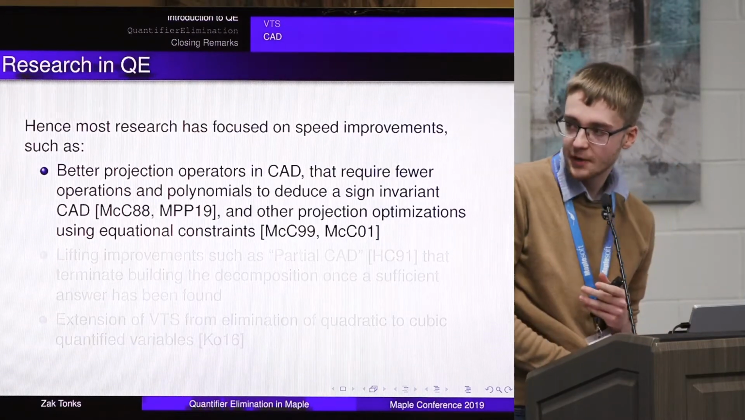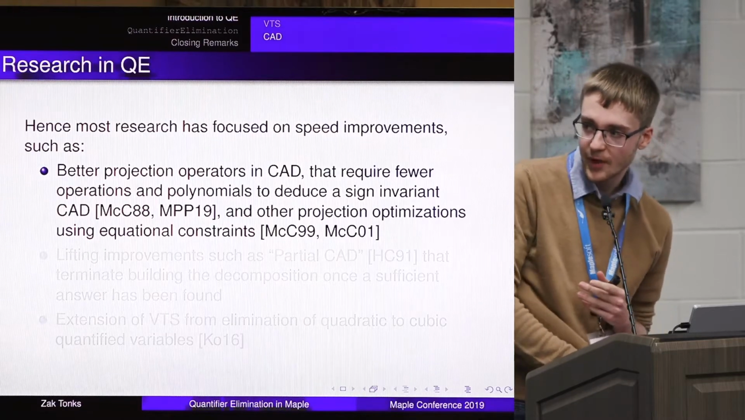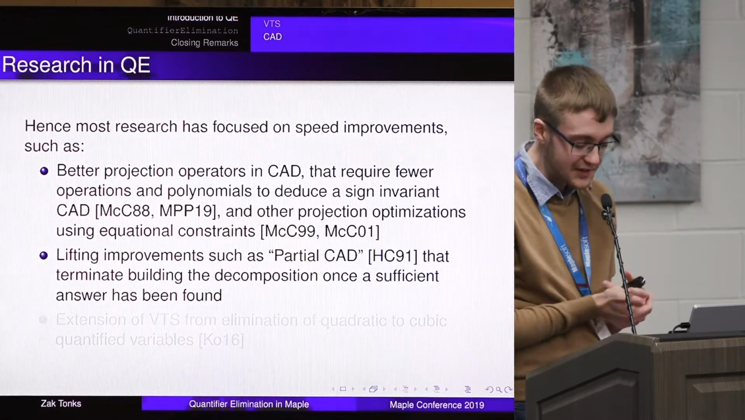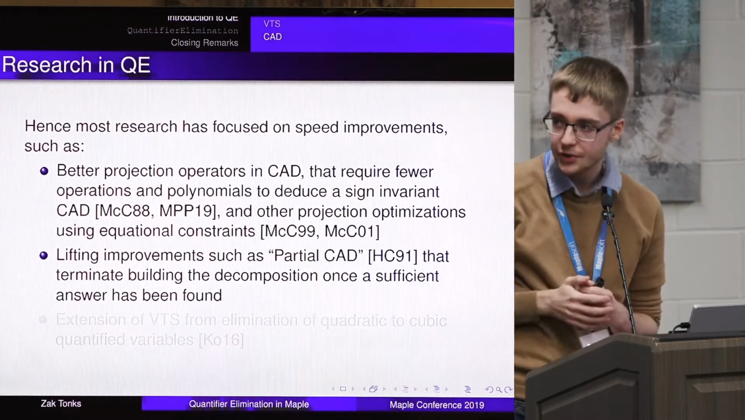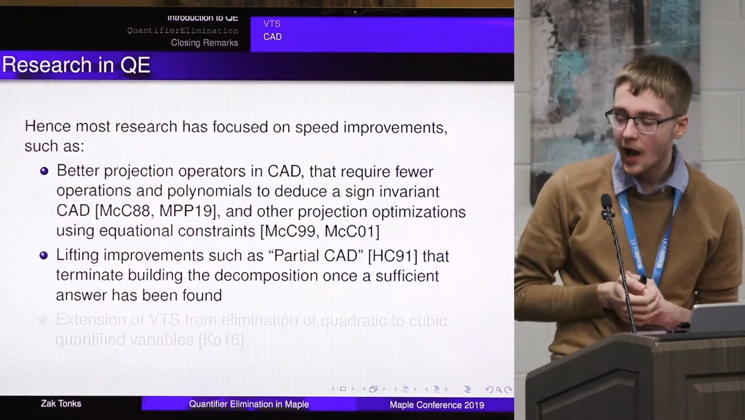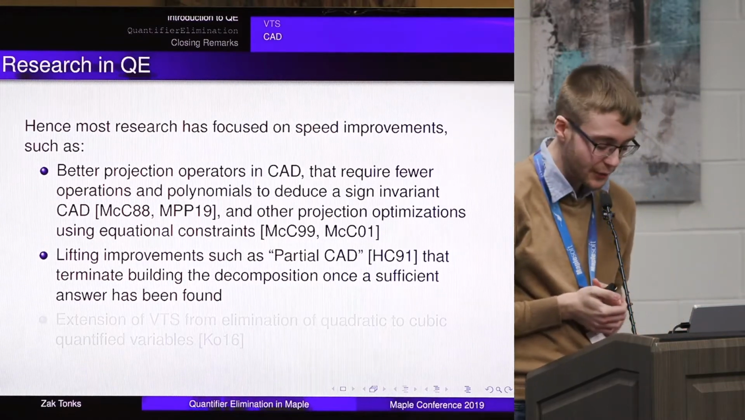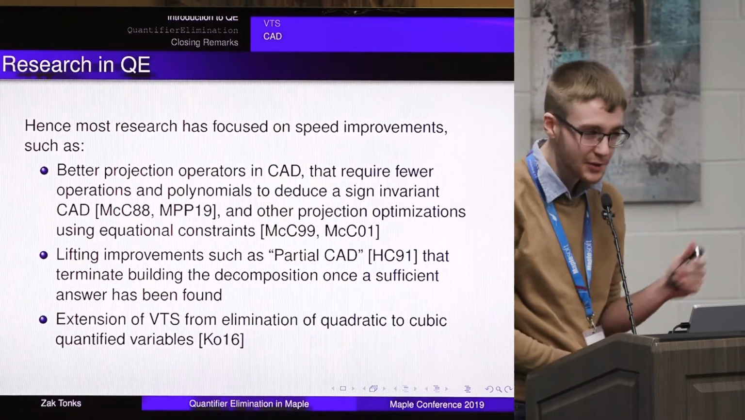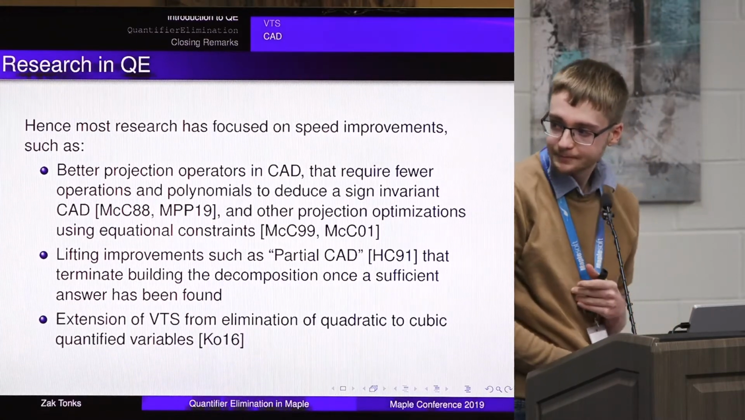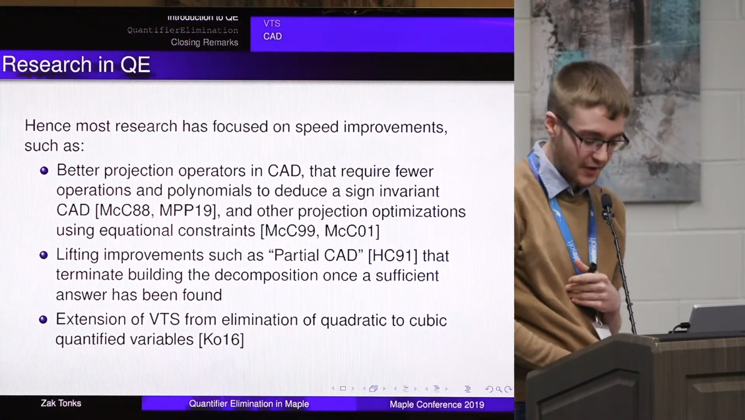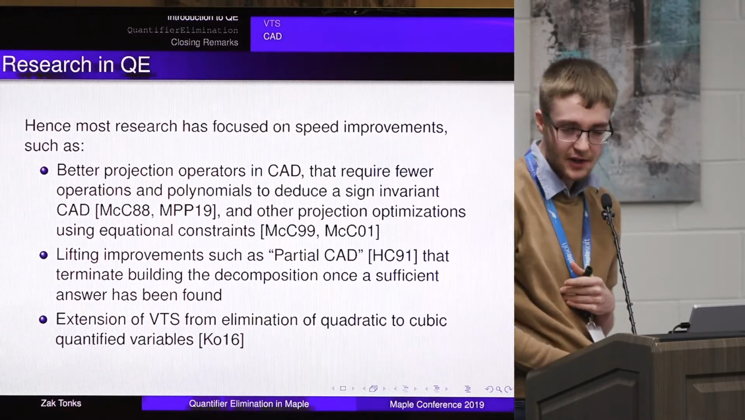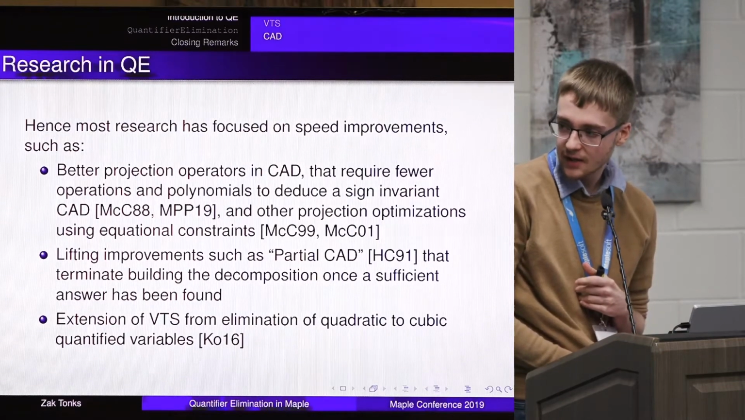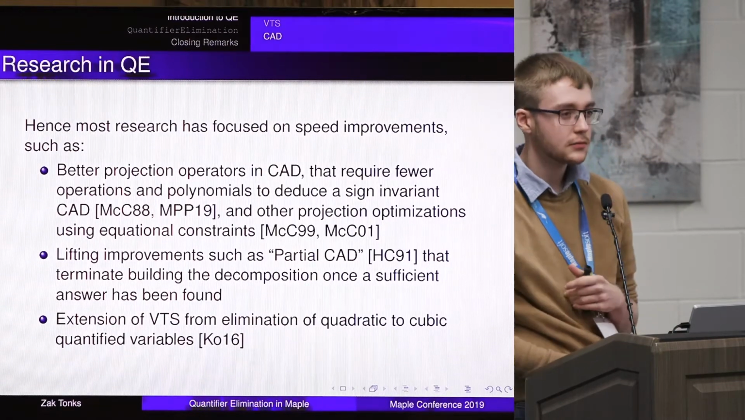So we're focusing on speed improvements, better projection operators. I'm implementing one of the better ones. Lifting improvements. So partial CAD, for example, is you stop building your tree once you know that you've solved it or you have the quantifier-free output for your QE problem. You don't need to build any more. So my implementation is also partial, is something I should have mentioned. And thank goodness for Marek Kosta. I spent about a year staring at his thesis until I worked out more about VTS. He delineated how you do cubic virtual substitution.